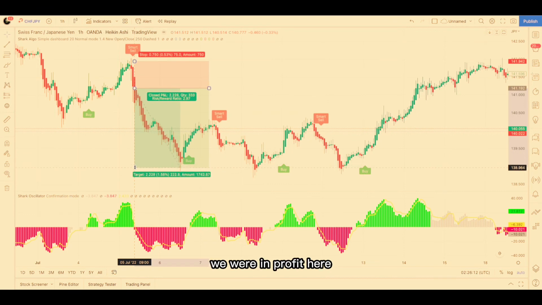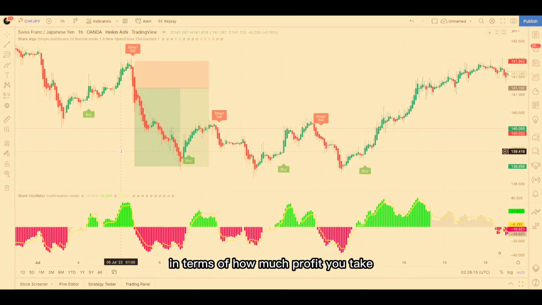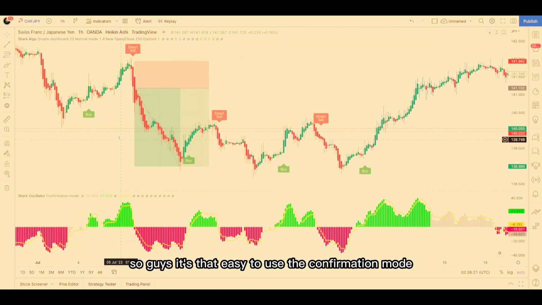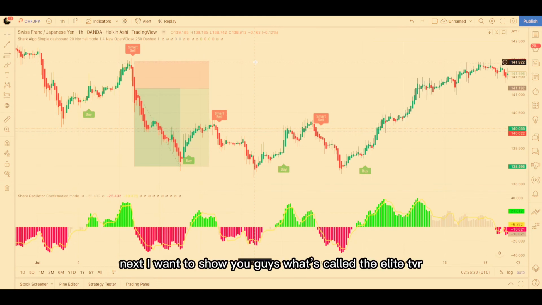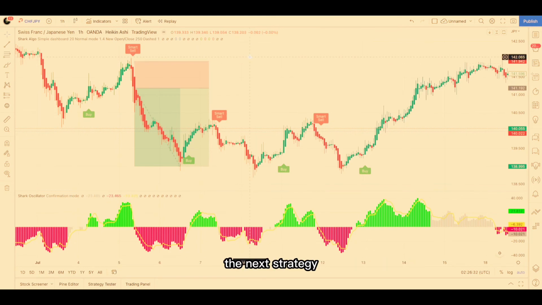And as you can see, guys, we were in profit here. This was a good trade. In terms of how much profit you take, that's a variety of reasons, a variety of strategies, depending on your risk tolerance. So guys, it's that easy to use the confirmation mode. It's extremely effective combined with the smart buy and sell signals. Next, I want to show you guys what's called the Elite TVR, the next strategy.